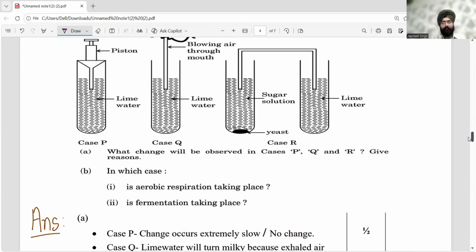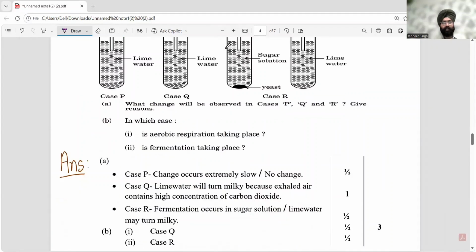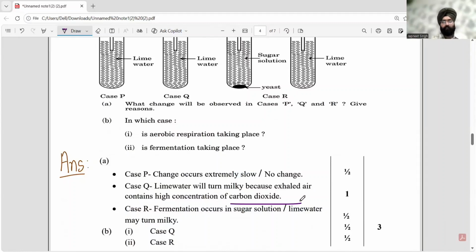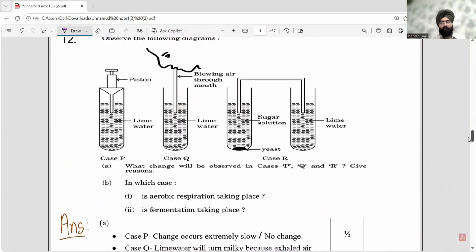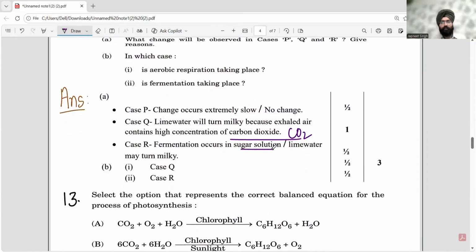What changes are there in P, Q and R? In P, change occurs extremely slow, or you can say there is no change. If you write slow or no change, either no change or slow, both will be accepted. You will get half mark for this. Lime water will turn milky because exhaled air contains high concentration of CO2, carbon dioxide. Okay, in case of Q. In case of R, there is a sugar solution. So fermentation occurs in sugar solution, and lime water may turn milky.